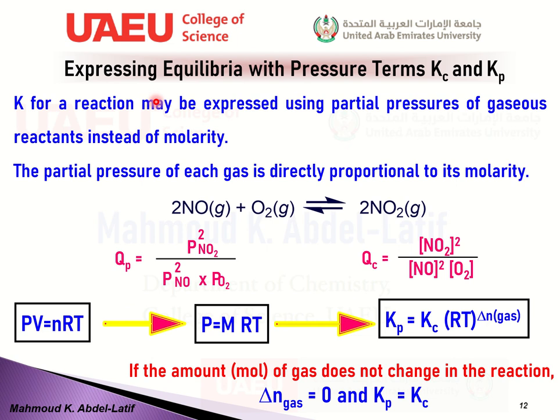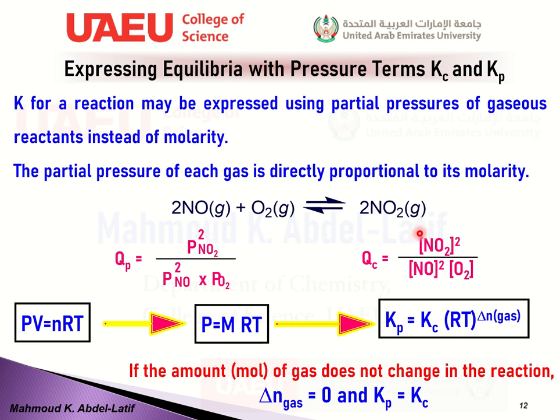Now, before that, expressing the equilibrium constant with pressure. So we have two terms: the equilibrium constant with respect to concentration and the equilibrium constant with pressure. K for a reaction may be expressed using partial pressure of gaseous reactants instead of molarity. If you have a reaction in the gaseous state, you can express the equilibrium constant by the partial pressure. Consider the reaction of nitrogen monoxide reacting with oxygen to form nitrogen dioxide.